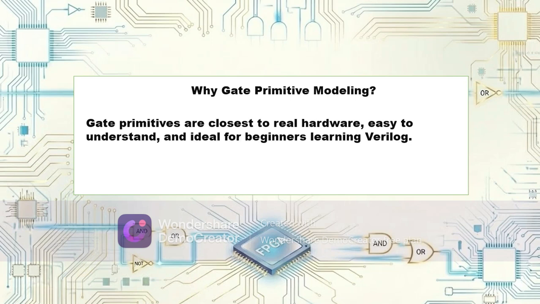The reason why gate primitive modeling is very important is that it is the closest to real hardware. The combination of gates makes a circuit. For example, we take the half adder. A half adder is a full circuit, a combination of XOR, AND gates, etc. Okay.